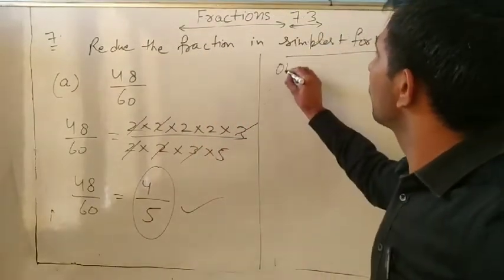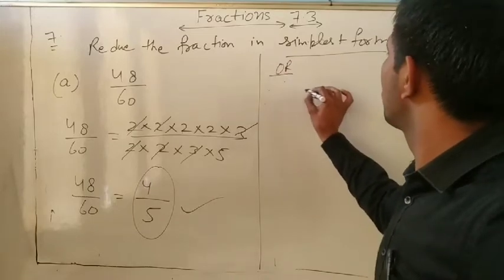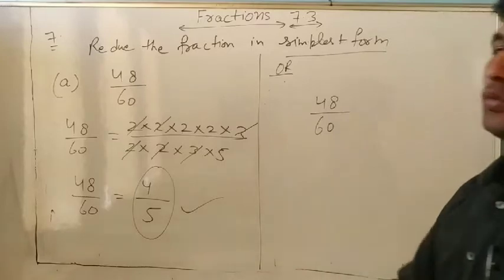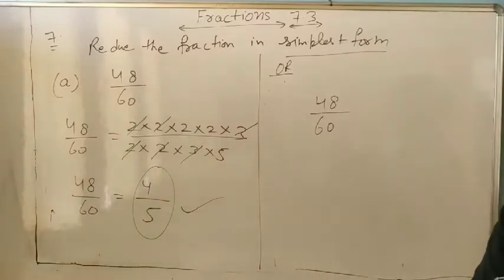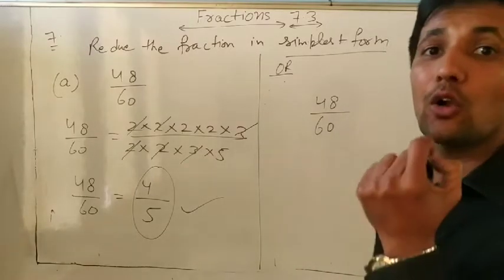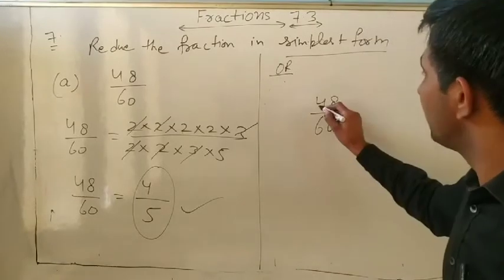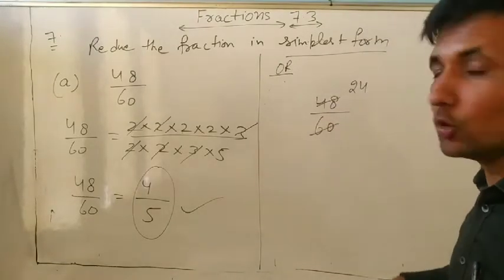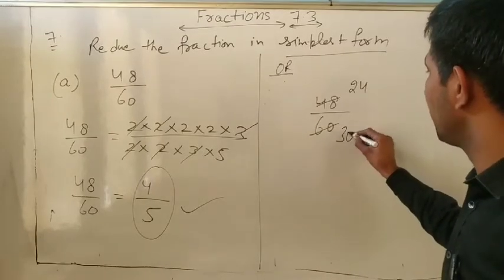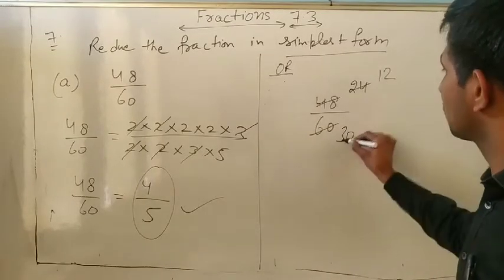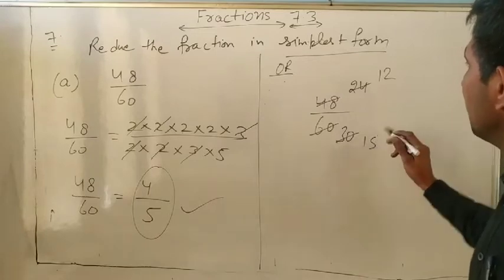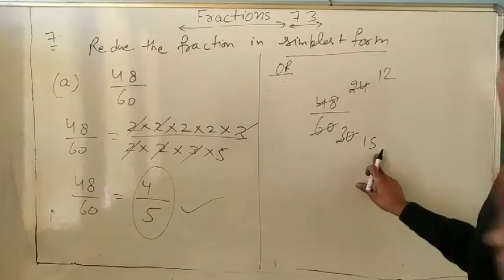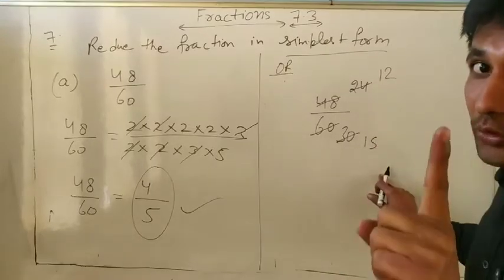Or you can do it by this method also. 48 by 60, we have to find its simplest form. In simplest form we have to cut the common factor. So the common factor, it is divided by 2, yes, 24. It is divided by 2, yes, 30. It is divided by 2, yes. It is also divided by 2, 15. But is 15 divided by 2? No. So we cannot cut now by 2.